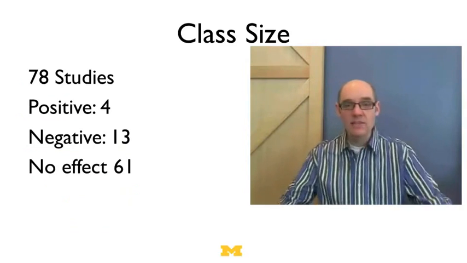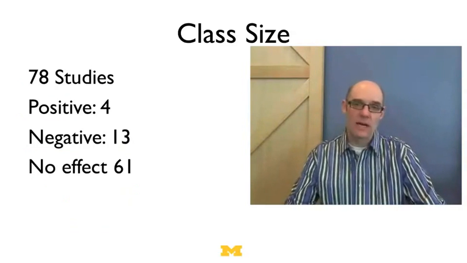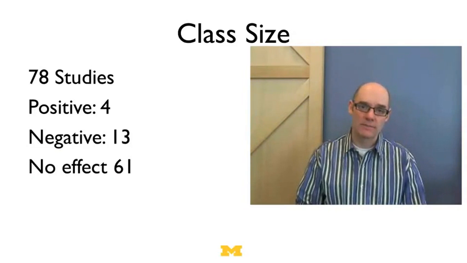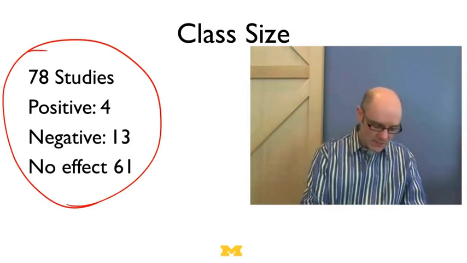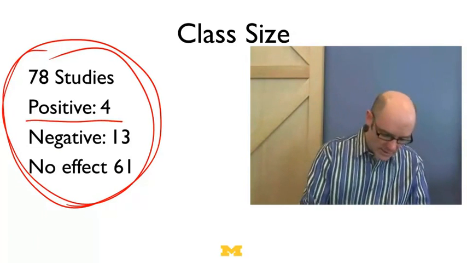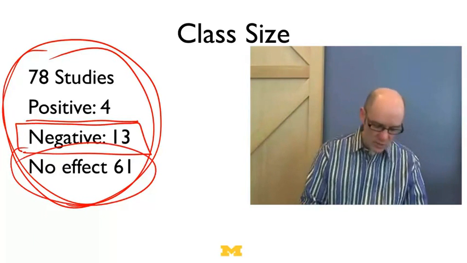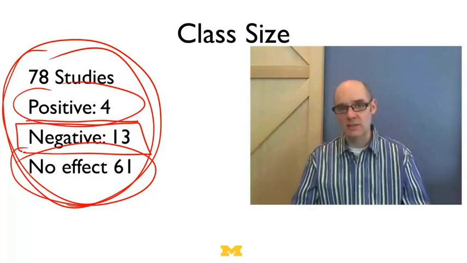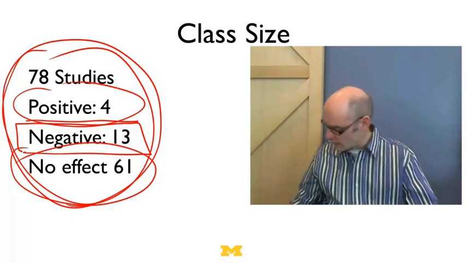Well, let's look at class size. Recently there's been 78 studies of class size. 4 of these show a positive coefficient, 13 show a negative coefficient, and 61 show no effect. So this is the result of somebody doing a summary investigation of 78 regression studies on whether class size matters, and what you find is that only 13 times does it have that expected negative effect, 61 times it has no effect, and 4 times it actually goes in the wrong direction. So even though we think class size should matter, and smaller classes should lead to better performance, it doesn't always work out that way.